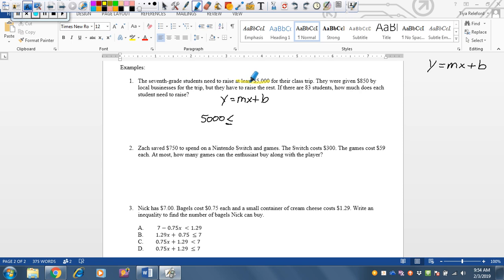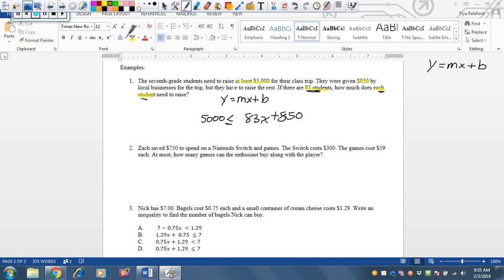The 7th grade students need to raise at least $5,000 for their class trip. They were given $850 by a local business for the trip, but they have to raise the rest. If there are 83 students, how much does each student need to raise? So we are given $850 one time, right? And 83 students, it says each student, so 83 is what we're multiplying. That's it. Find the number you're multiplying, find the number you're adding or subtracting, find the total.